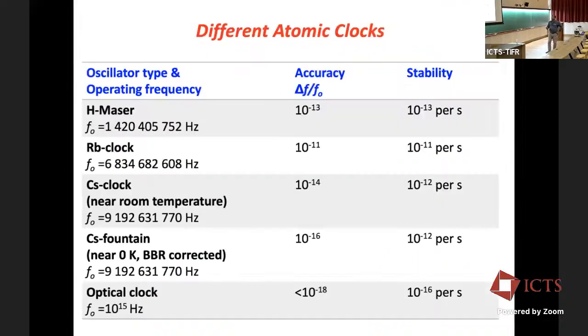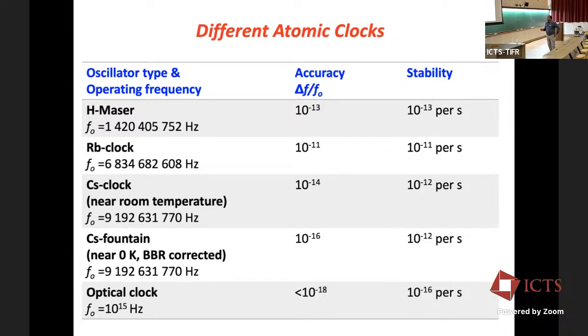Okay, now let's put all the atomic clocks in one table. This is the hydrogen maser, based on the 1s to 2s transition of hydrogen. These are the operating frequencies of different atomic clocks. These are the fractional accuracies, order of magnitude, not exact. And these are the achieved stabilities, again order of magnitude. This is the rubidium clock, which operates at 6.8 gigahertz. This is the cesium clock at room temperature, not laser cooled, which is commercially available. So these three clocks are commercially available. You can just pay and buy them.